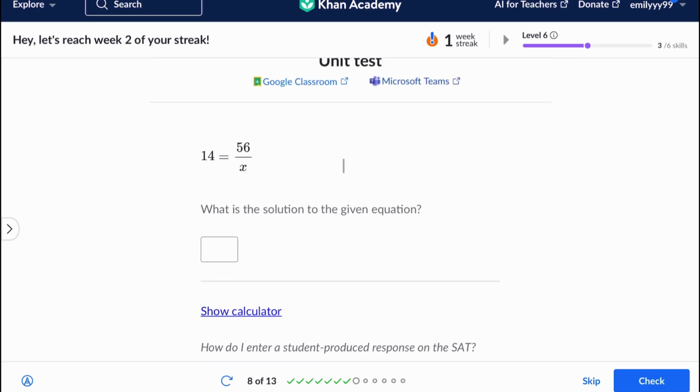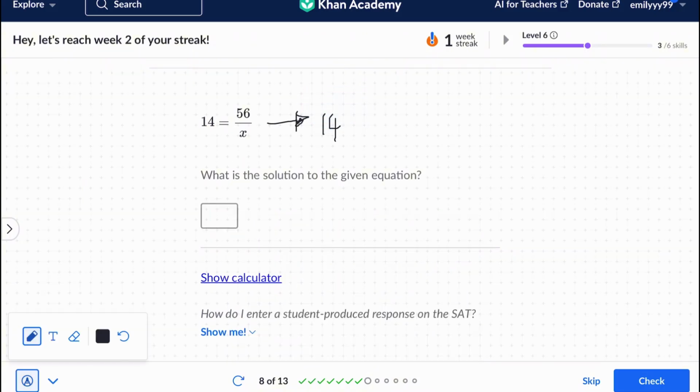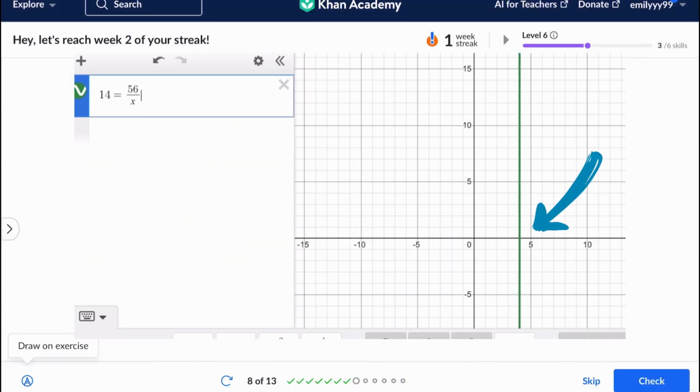What is the solution to the given equation? So just solve for x. All we have to do is multiply x on each side, so 14x is equal to 56, and divide 14 on each side. That should give us 4. So the answer should be 4. But I believe with this equation you can also plug it into the graphing calculator, and it will give you the answer.